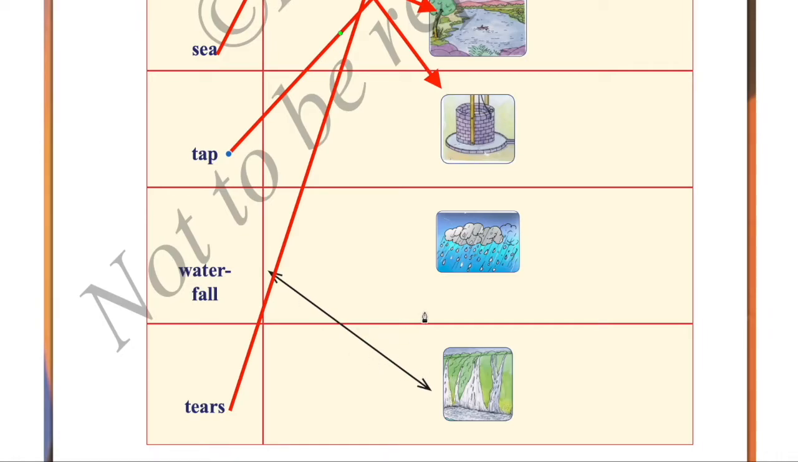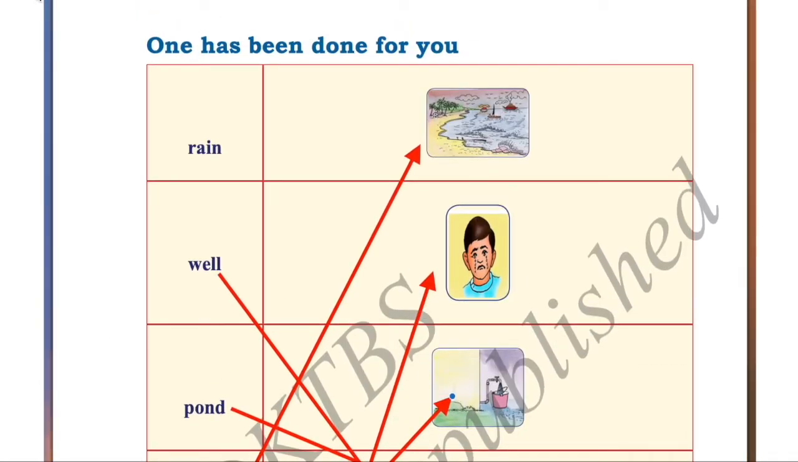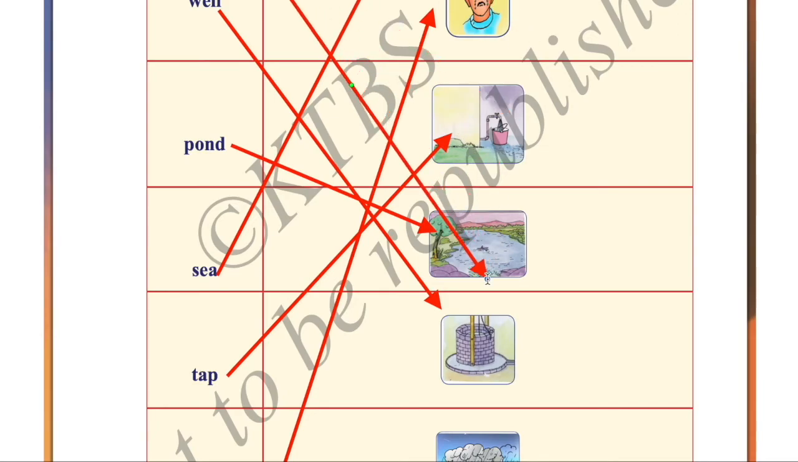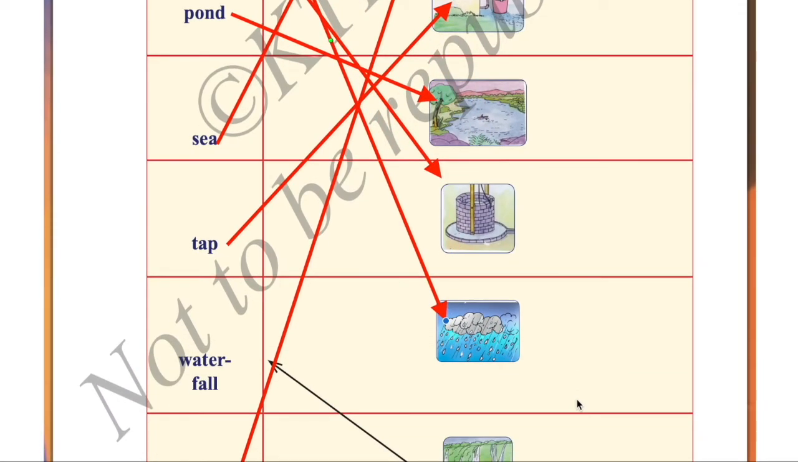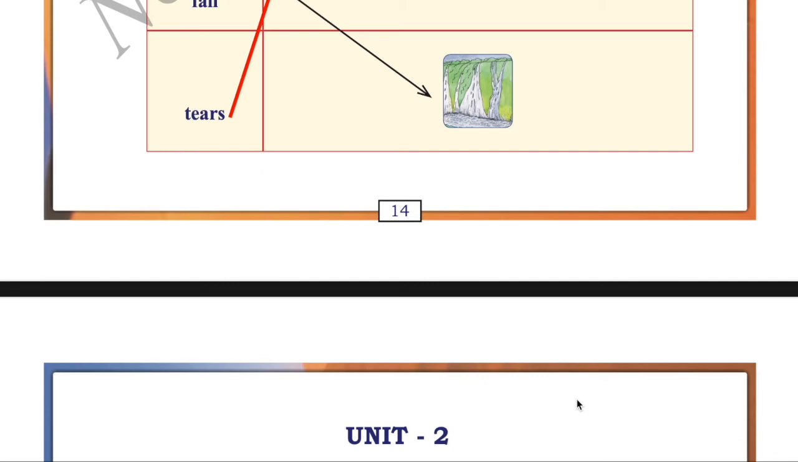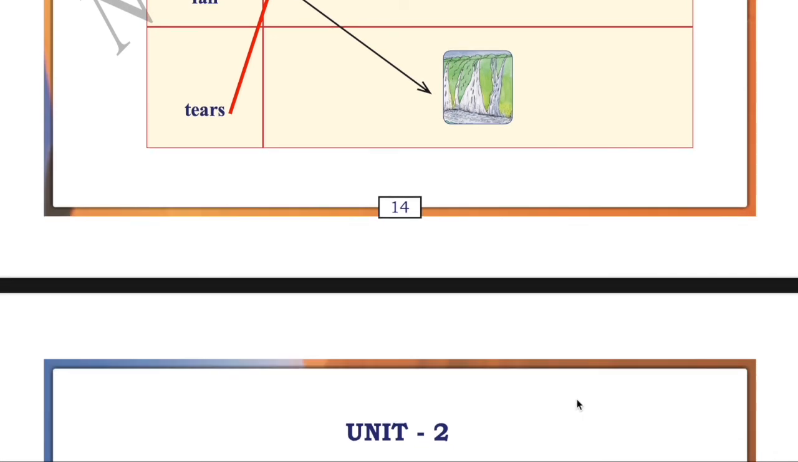So the waterfall is already done for us. The only one remaining is rainwater. So let's map rainwater to the clouds and rain. Okay. So that is the end of Unit 1. I will see you all in the next video when we start Unit 2.